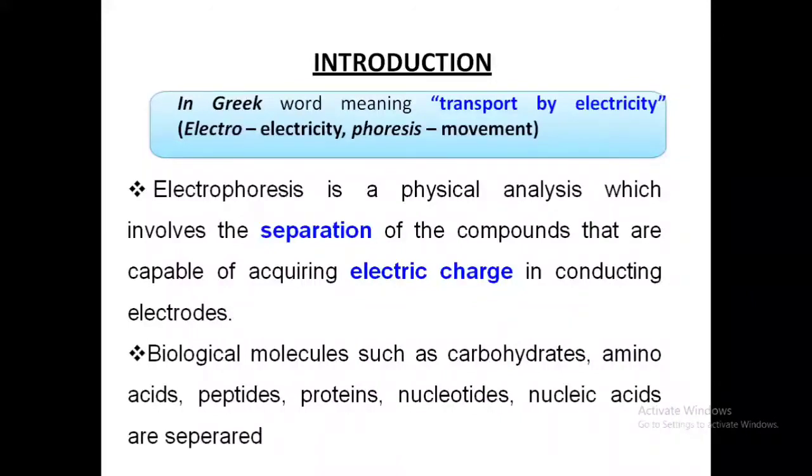That's why for the separation of biological molecules such as carbohydrates, amino acids, peptides, proteins, nucleotides, and nucleic acids, all these biological molecules we can separate by using electrophoresis.